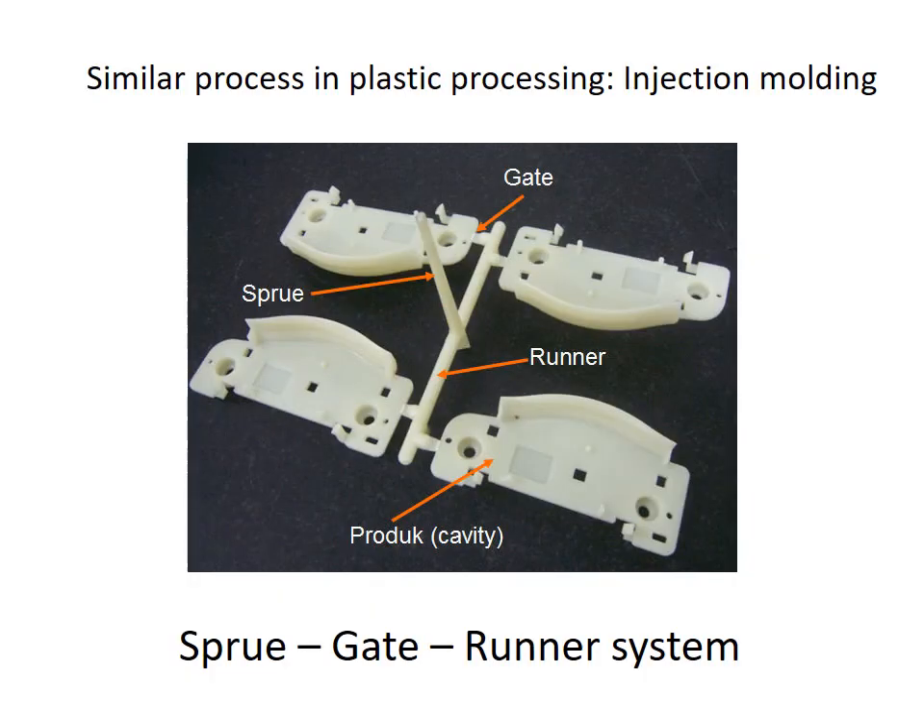Here's a part that has come out of an injection mold, and you can see the sprue where the plastic is forced in and it goes down to the runners, and the gates is the part where it fits into the cavity, which gives you the part that you're going to use.